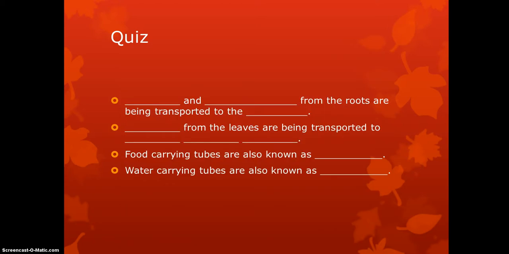Next, pause the video and try and answer these questions. Do you get it right? Water and mineral salts from the roots are being transported to the leaves. Food from the leaves is being transported to the other plant parts. Food carrying tubes are also known as phloem. Water carrying tubes are also known as xylem.